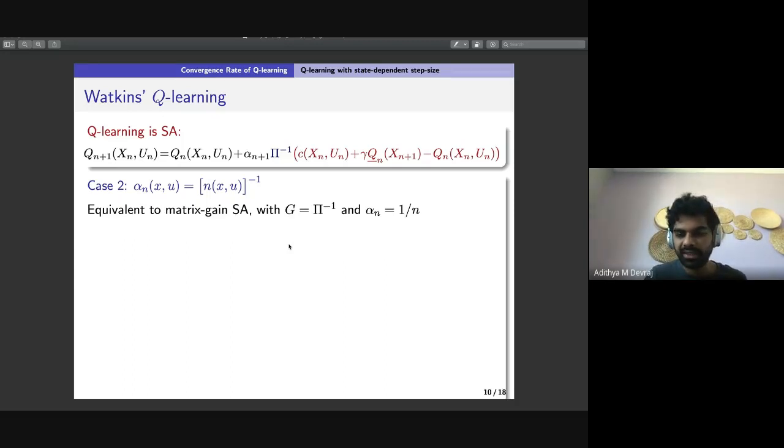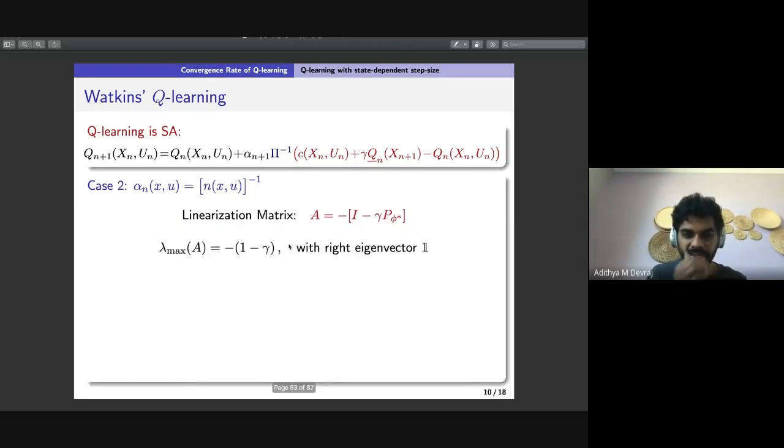And in this case, you get what you expect. The linearization matrix A is the same as before, except that you have gotten rid of the pi you had before, using this pi inverse. And in this case, you have an exact value for the eigenvalue with the largest real part, and it is defined to be minus 1 minus the discount factor gamma. We also know what the right eigenvector is, and it is all ones. I'll come to why this is useful in a bit.